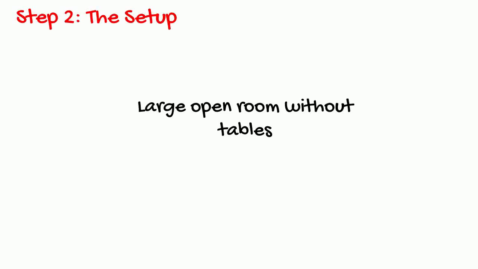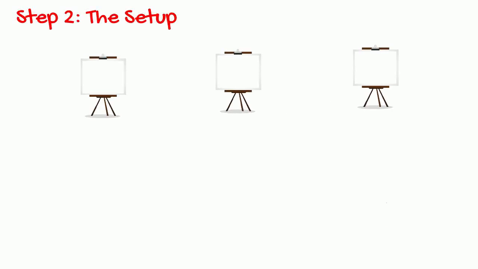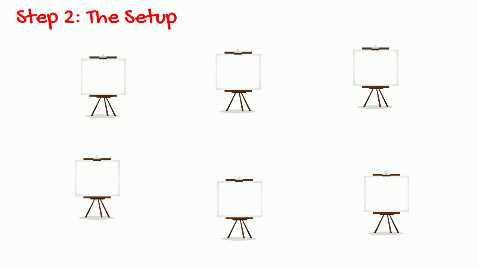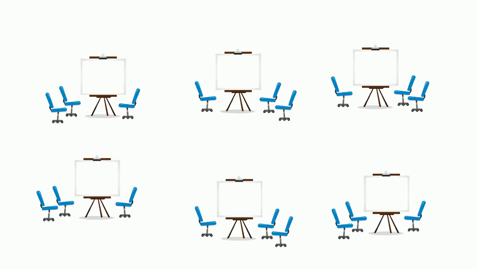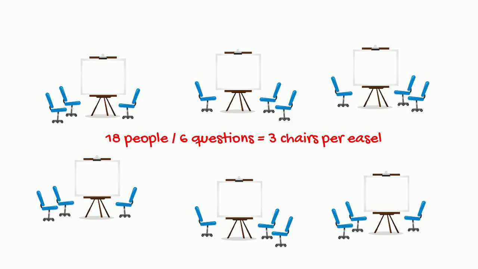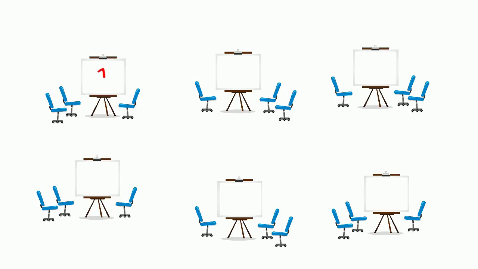Step 2. The setup. Arrange for a large open room without tables. Place 6 easels at various positions around the room, perhaps 20 feet apart. Place chairs around each easel according to the size of group you have. If your group is 18 people, divide that by 6 questions and you will have 3 chairs per easel.